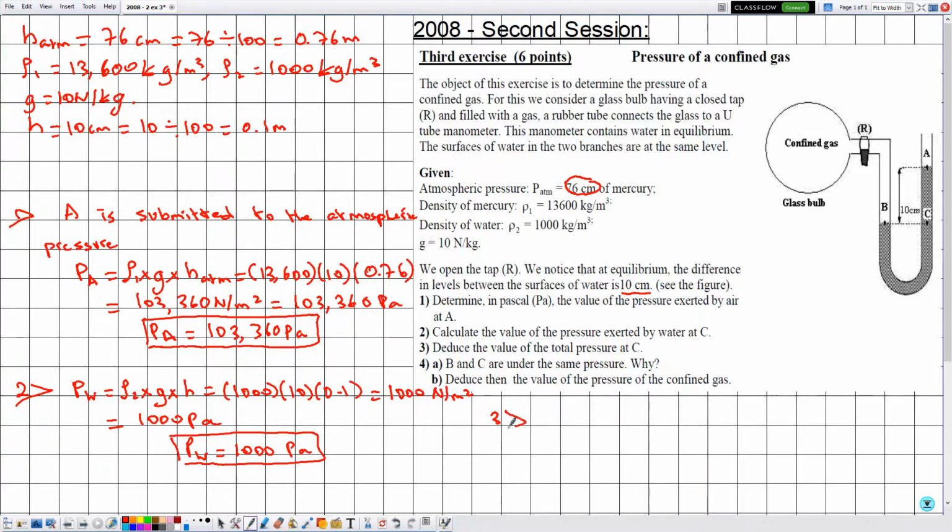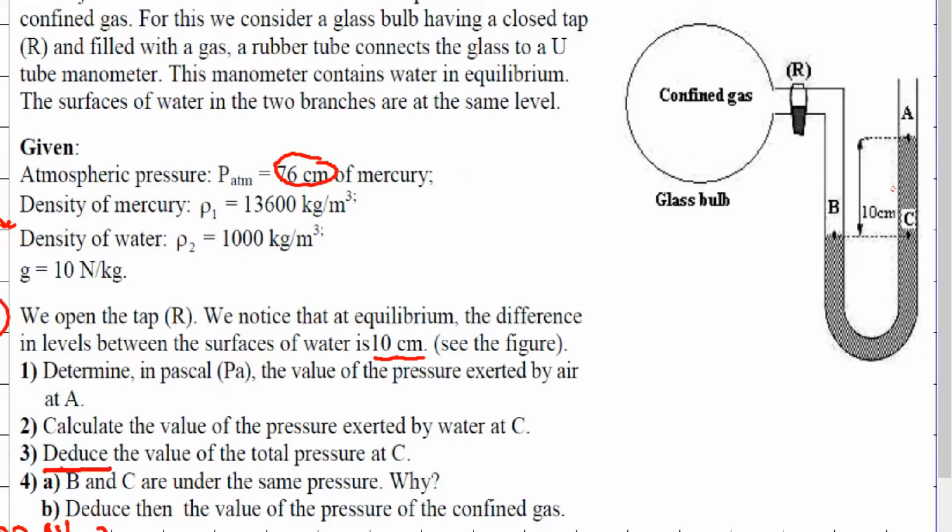Now number 3, deduce the value of the total pressure at sea, and by deduce it means that we need to use the previous part. In the previous part we have determined the pressure exerted by water at the point C, and previously also we have determined the atmospheric pressure. So we are interested in determining the pressure at the point C, so always look upward.